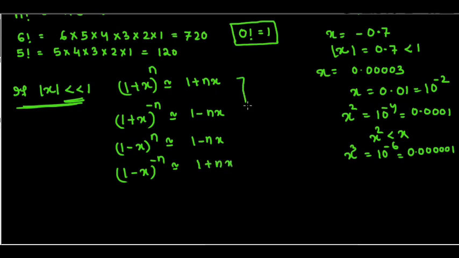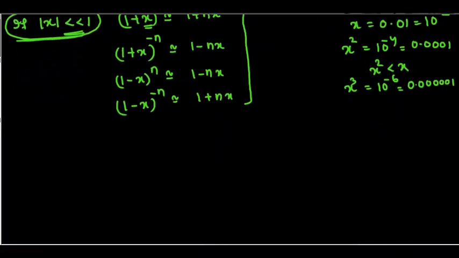And all these formulas are applicable only under this condition, if the magnitude of x is much smaller than 1. So simply you have to multiply the power with this x, that's enough. Is that clear? So now I will give you an example of how to use this binomial theorem. For example, suppose the question is to find 1001 whole to the power 1 by 3.